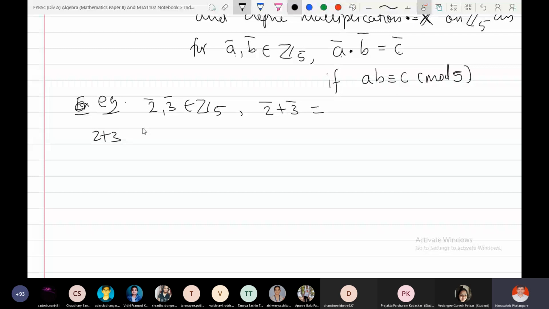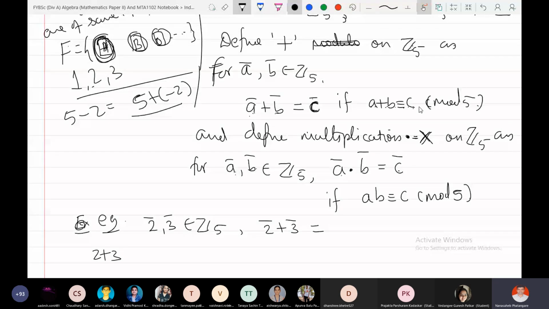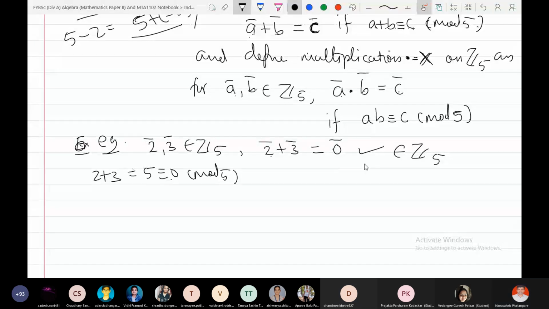A bar plus B bar is C bar. What is C? C is a representative of the class, but what is C? The number to which A plus B is congruent, modulo 5. So 2 plus 3 is 5, and 5 is congruent to 0 modulo 5, and therefore 2 bar plus 3 bar is 0 bar, right? Why is 2 bar plus 3 bar 0 bar? Because 2 plus 3 is congruent to 0 modulo 5. This is the addition of two classes. And is it available in Z5? Yes. So addition of two members is a member which is in the Z5 itself. Correct?